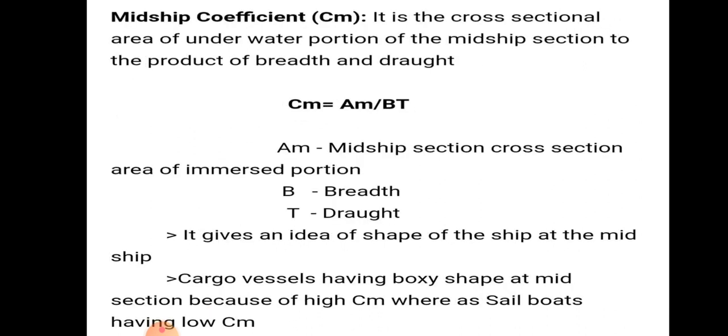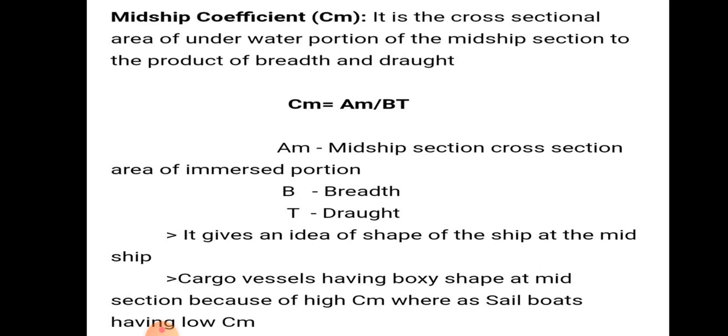Midship coefficient, CM. It is the cross-sectional area of the underwater portion of the midship section to the product of breadth and draft. CM is equal to AM by breadth into draft. It gives an idea of the shape of the ship at midship. A cargo vessel has a boxy shape at midship because of a high CM, whereas a sailing ship has a low midship coefficient.